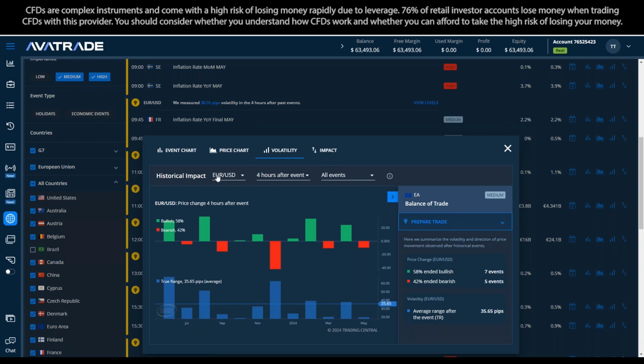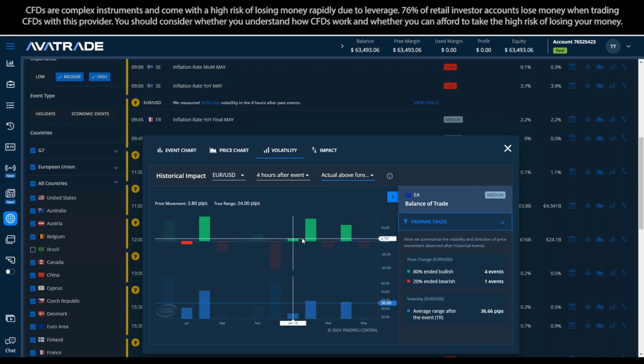So with the euro USD pairing, and again, we can switch to GBP, euro GBP, other pairings, okay? Anything against the euro in this case, because it's a euro announcement. And you can check different pairings to see which have moved better for you maybe. But if we look at this, if it comes in above forecast, look at that. 80% of the time, look at the movement up. If the balance of trade is better than expected, it makes sense the euro strengthens.